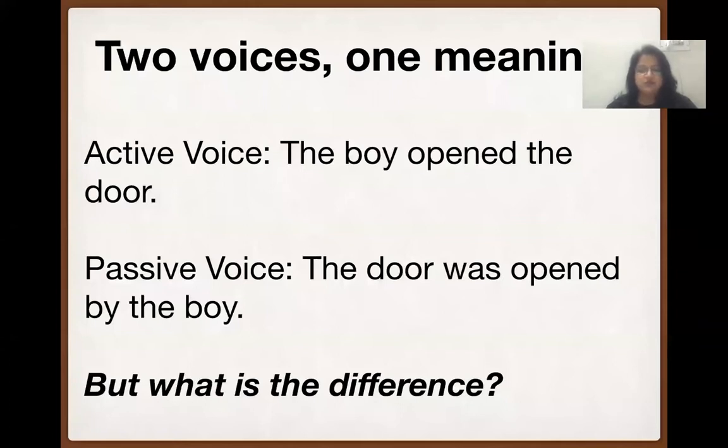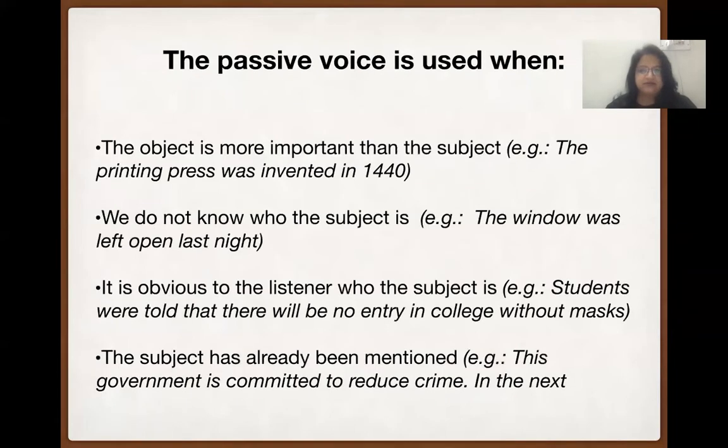Two voices, one meaning. Like I said, in active voice, it is the boy opened the door, and in passive voice, it is the door was opened by the boy. Like I was saying before, what is the difference exactly? Now, here is what the difference is. Here is where you find out what is the difference between active voice and passive voice, and where we use the passive voice instead of the active voice.